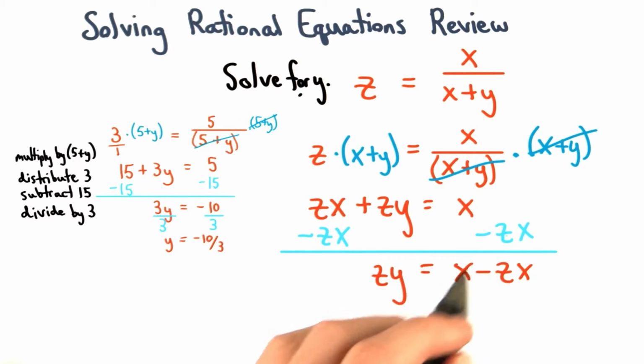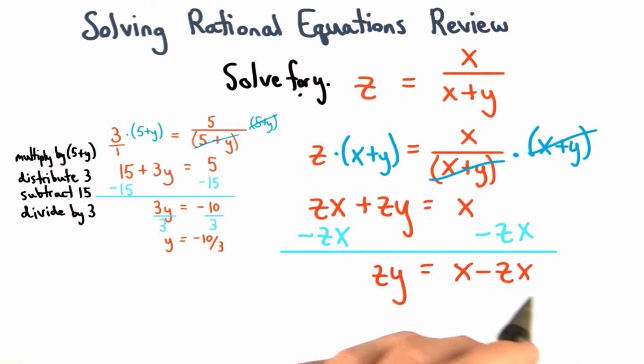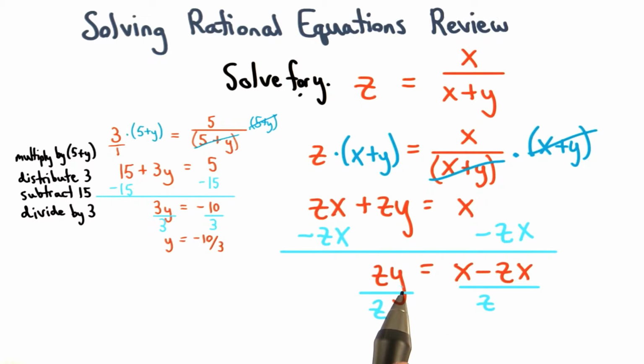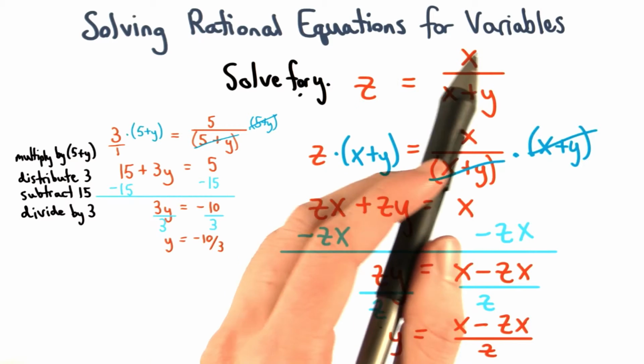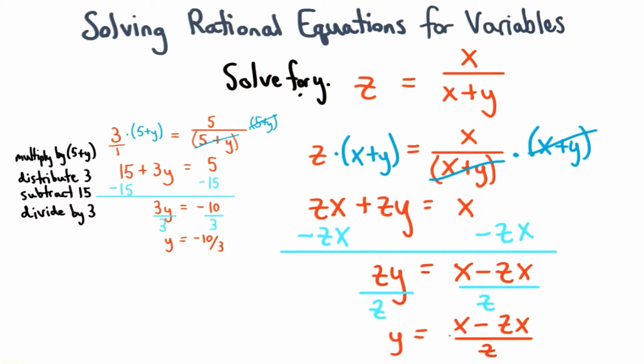These are not like terms, so we can't combine them. The variables are different. And finally, to isolate y, we divide both sides by z. This gives us 1y equal to x minus z times x, all divided by z. This is pretty amazing. We actually solved an equation for a variable in terms of other variables.